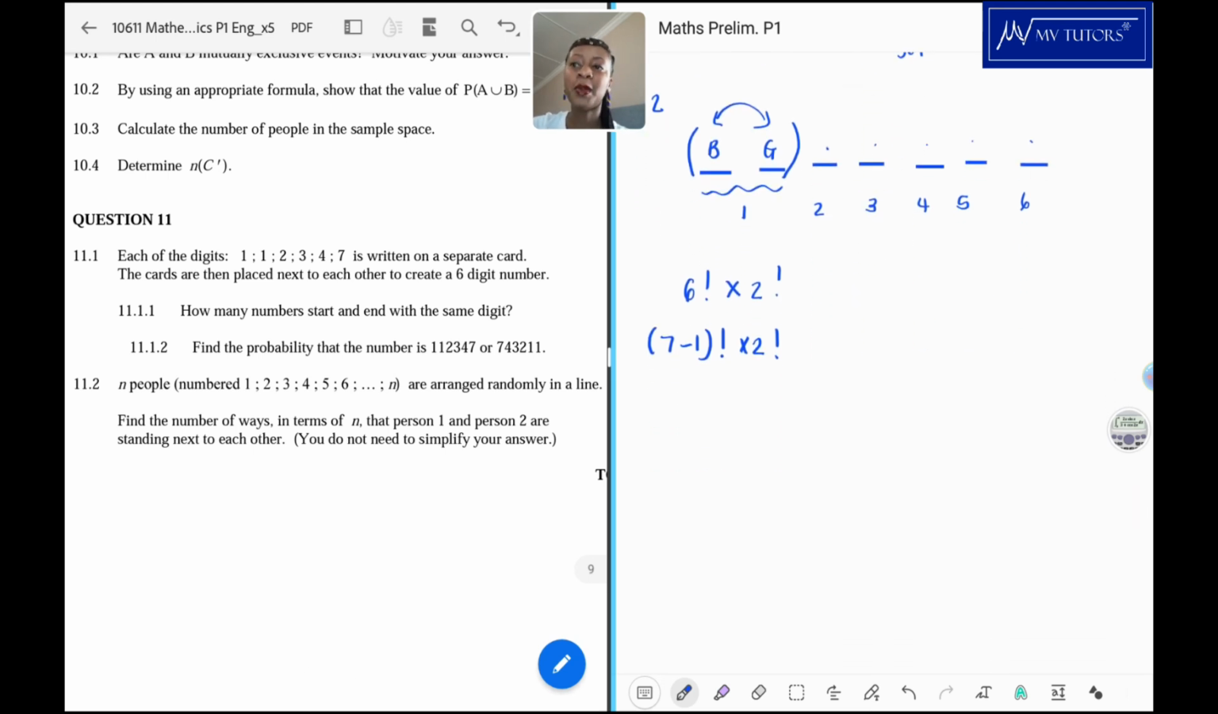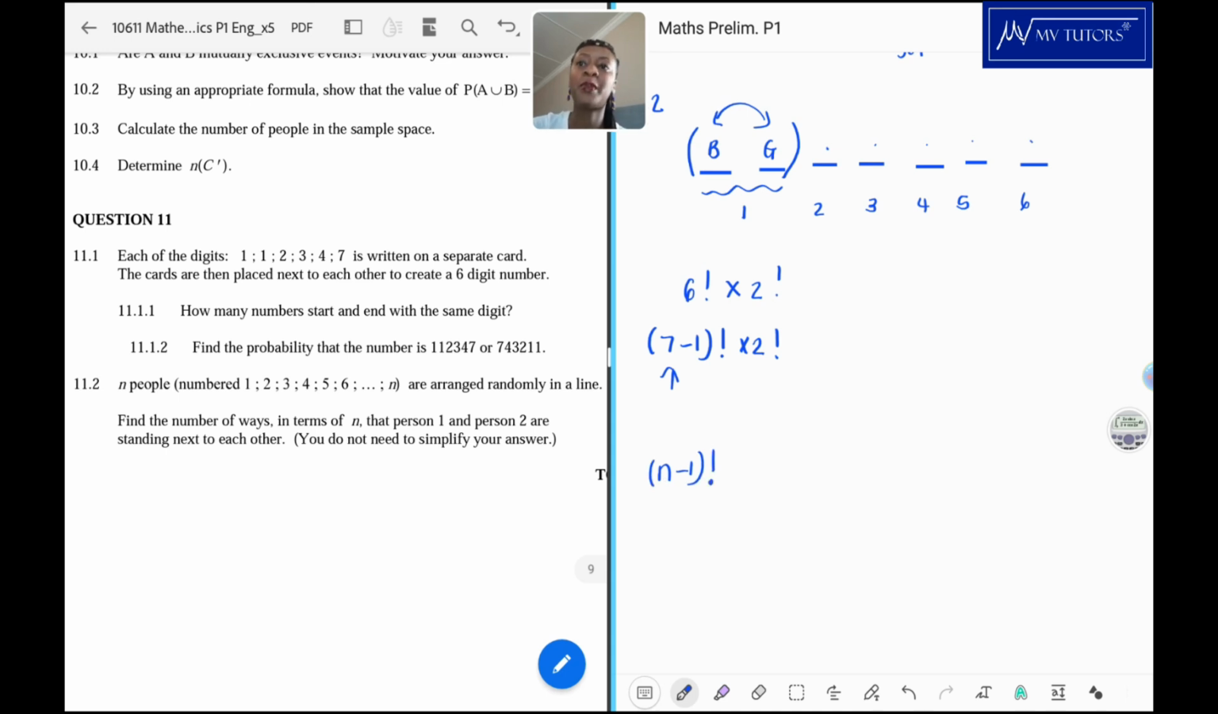So there are n people arranged randomly in a line. Now we need to find the number of ways in terms of n that person 1 and person 2 are standing next to each other. Here it was fine, I had 7 people. But in this case, I have n amount of people. I don't know how many people there are, and hence we're using n. So we're going to take n, and like we did there, subtract 1 and let it be a factorial.